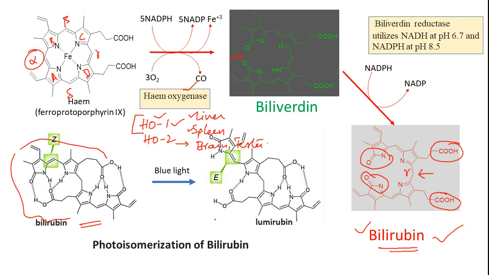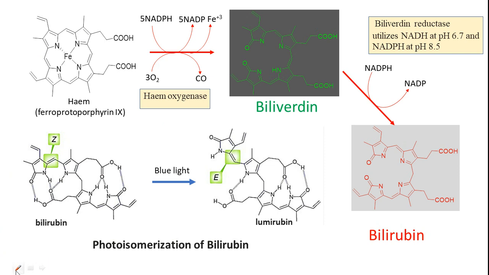So hence what happens is the doctors suggest phototherapy where the baby will be exposed to blue light. The science over here is in blue light, because we have so many double bonds over here, the double bond we have over here at the 15th position gets transformed from Z conformation to E conformation, means cis to trans.